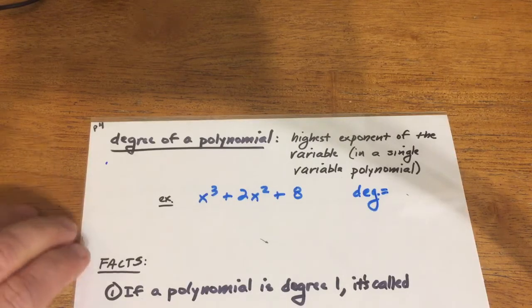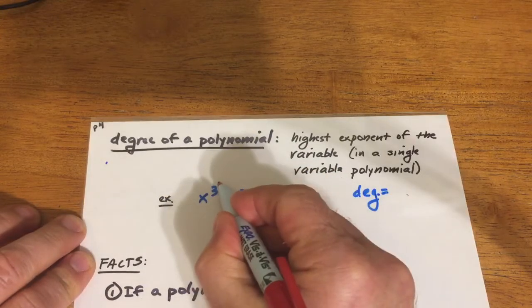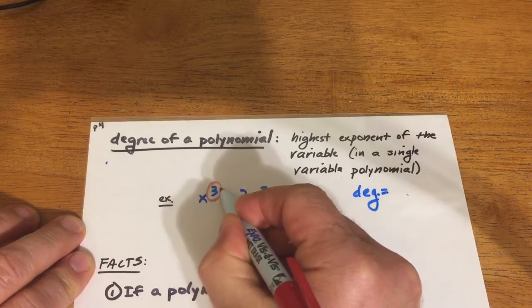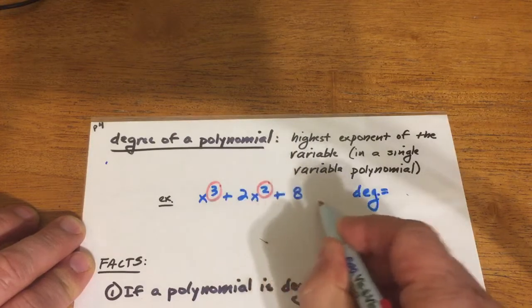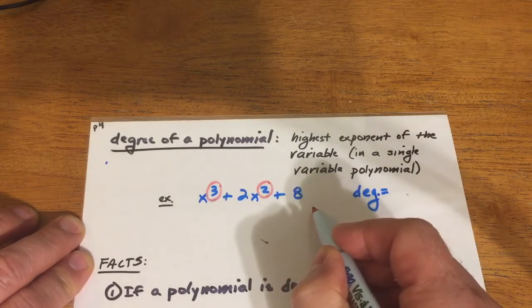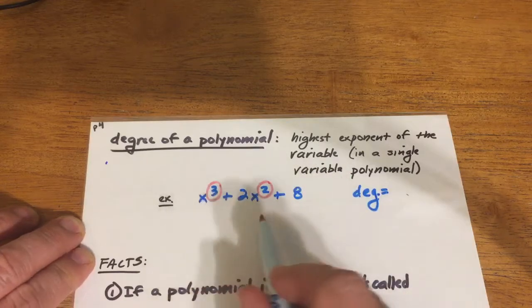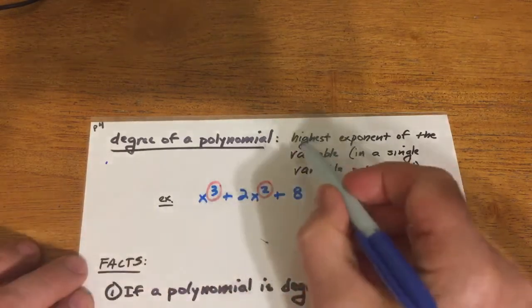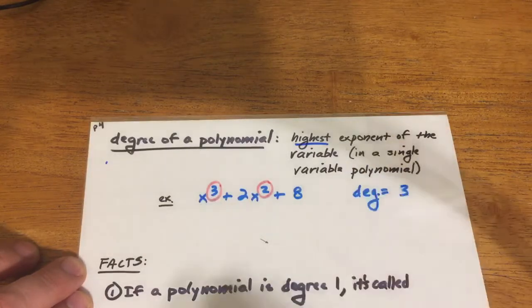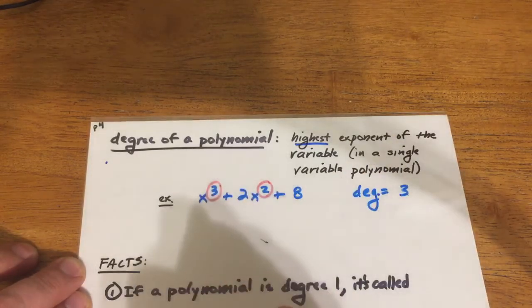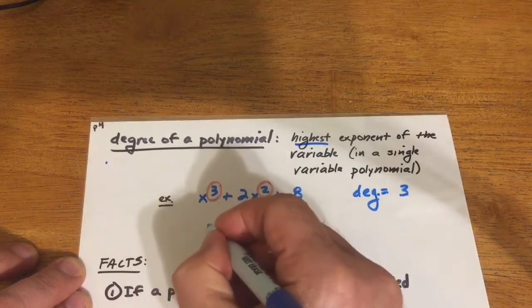Why? Well, here's our exponent for x of 3. Here's our exponent of x of 2. There is no other x factor in the problem. x doesn't appear in any other terms. And so what is the highest exponent? Well, that's got to be the 3. Here's another example. Suppose we've got this.